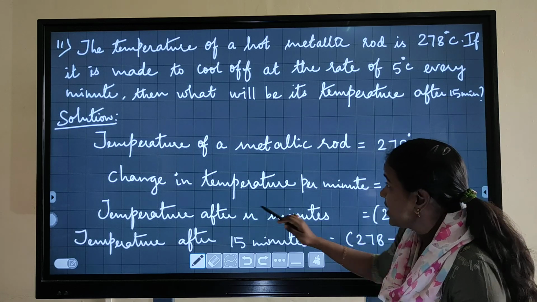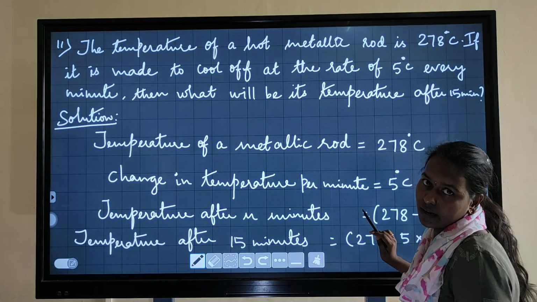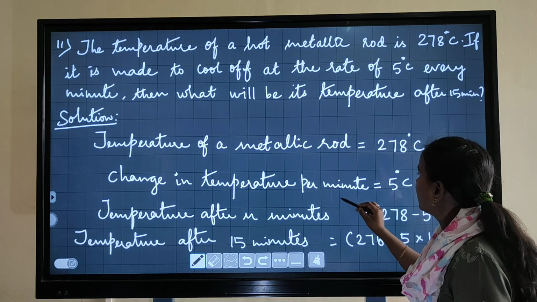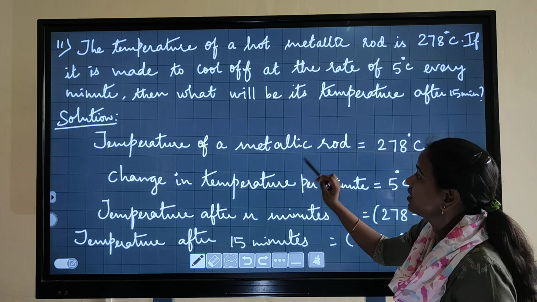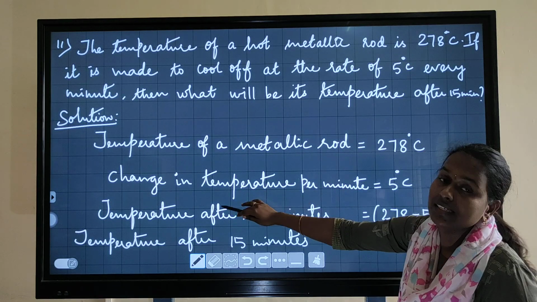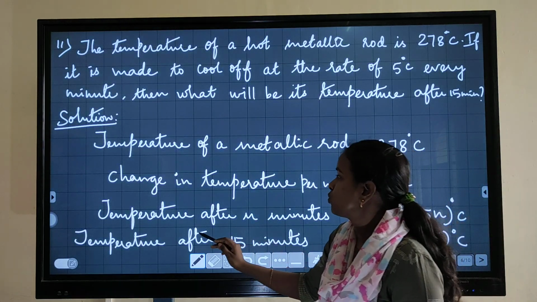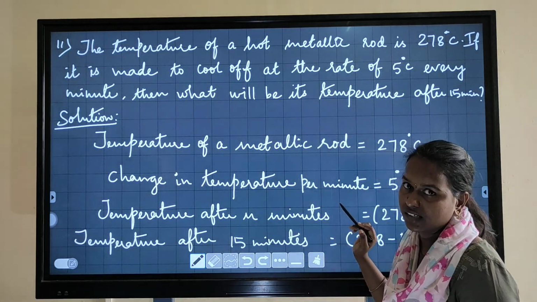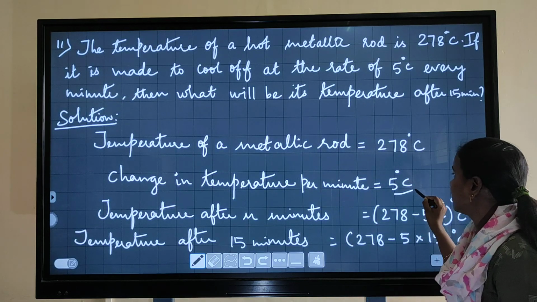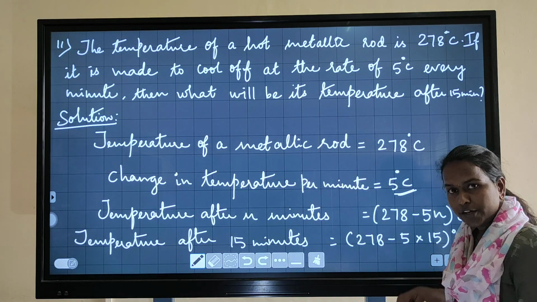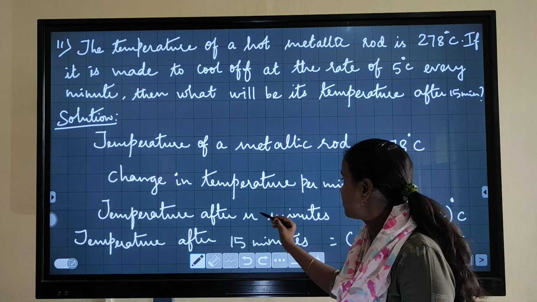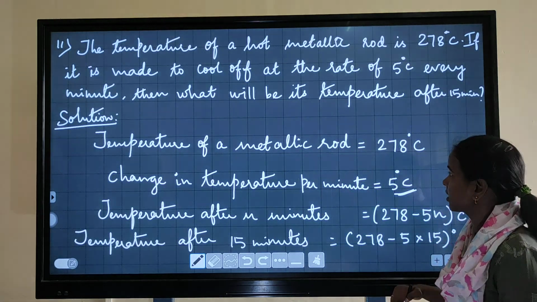What is the next thing? Change in temperature per minute. How much is the change in temperature per minute? 5 degrees Celsius. So I am writing change in temperature per minute as 5 degrees Celsius. Next, temperature after n minutes. See, each minute 5 degrees Celsius is reducing. That means temperature after n minutes, how much reducing they are asking.